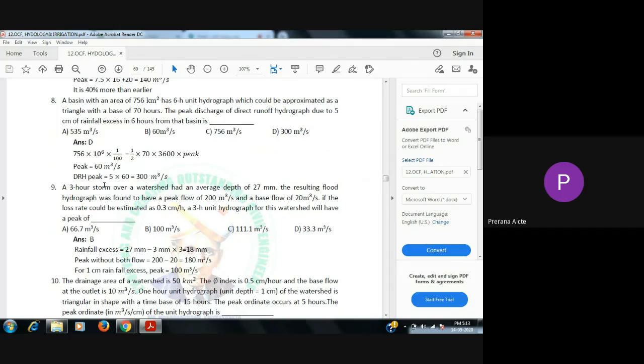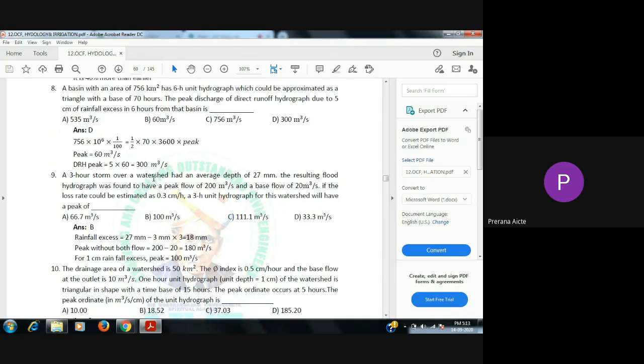Now, what is the DRH peak actually? Why 5 into 60? This is a unit hydrograph coordinate, 60 meter per second, because I already mentioned 6 hours unit hydrograph. Unit hydrograph refers to 1 centimeter effective rainfall. So now it is asking for 5 centimeter of rainfall excess. Now 5 into 60, it gets 300 meter per second, like this.